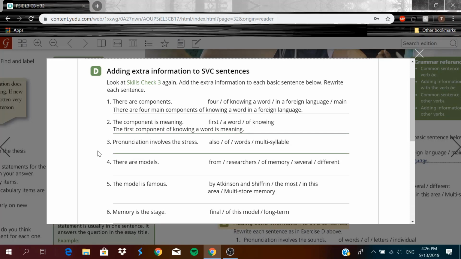Then we have number 3. Pronunciation involves the stress also of words and multisyllable. I'll probably say pronunciation also involves the stress of multi-syllable words, right? Makes sense? So pronunciation also involves the stress of multi-syllable words.